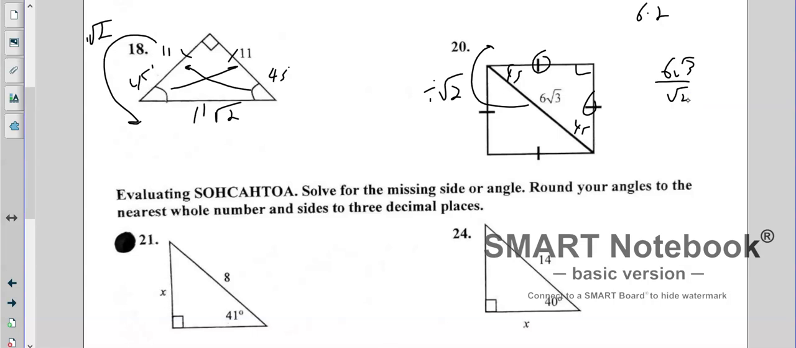Now, radical 2 does not go into radical 3, so I have to rationalize. Now, what does that give me on the top? This is radical 6. On the bottom, we just get 2. That simplifies to 3. So each of the legs is 3 radical 6. And that goes all the way around, obviously, because it's a square.